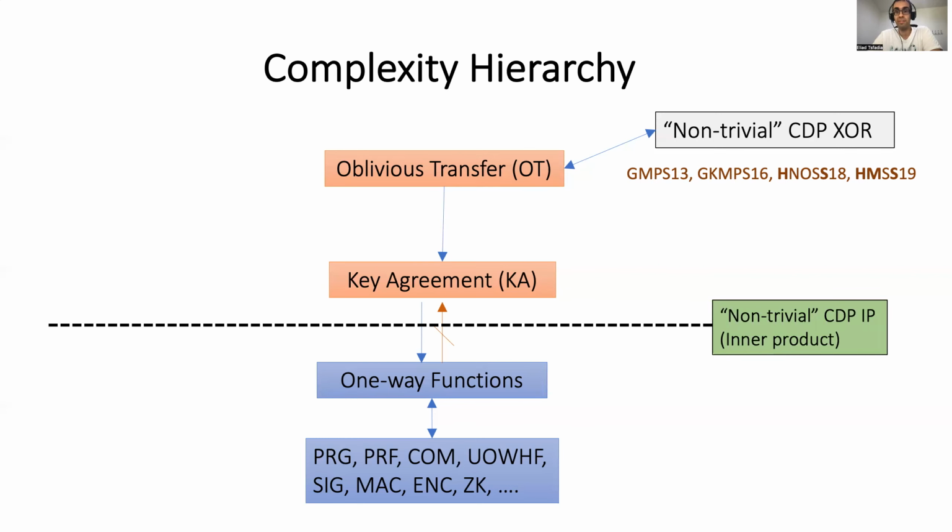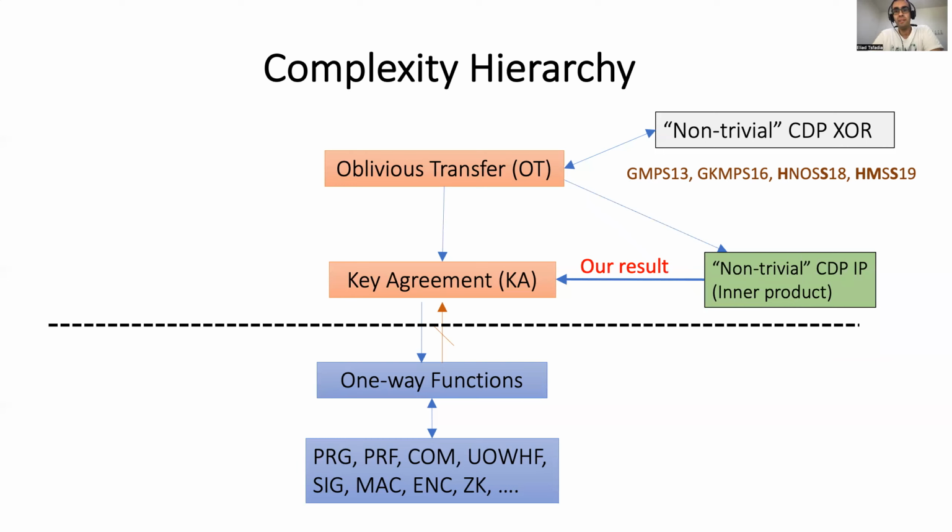So in this work, we focus on understanding what is the place of a CDP protocol that has non-trivial accuracy in estimating the inner product. First, as we mentioned, it can be done using OT via secure multi-party computation. Second, there is a result by Haitner et al., which shows that it cannot be done in the random oracle model, and thus using black box access to one-way functions. Our result is that non-trivial CDP IP implies key agreement, meaning that the place of this primitive is the public key crypto world.